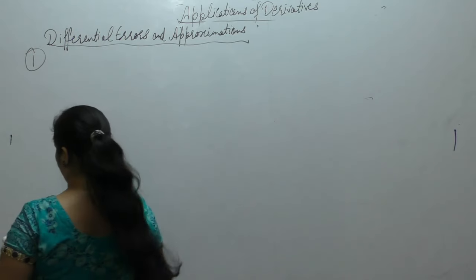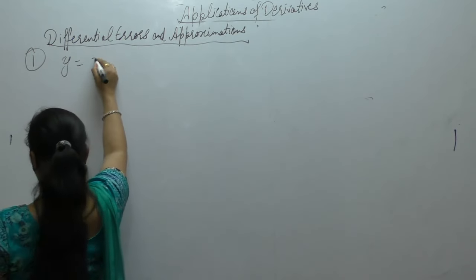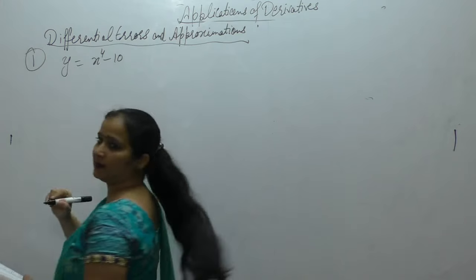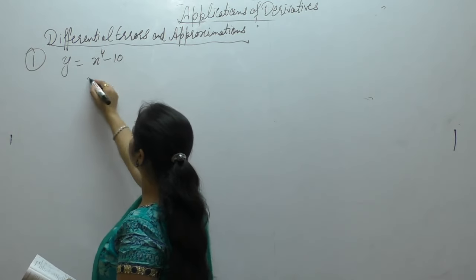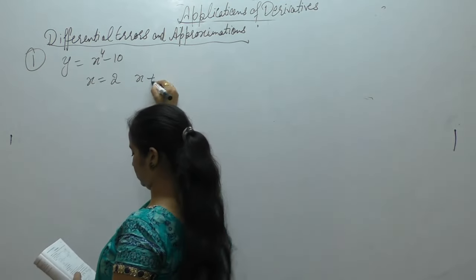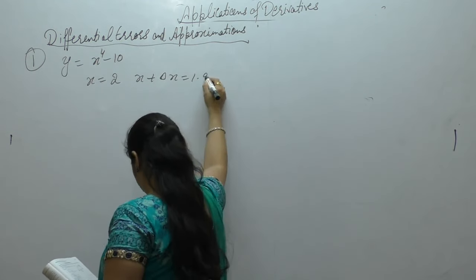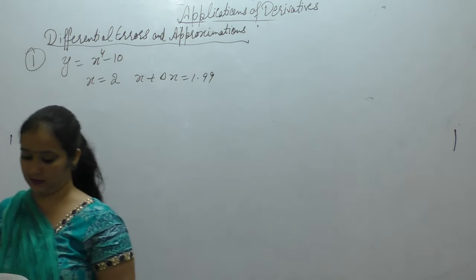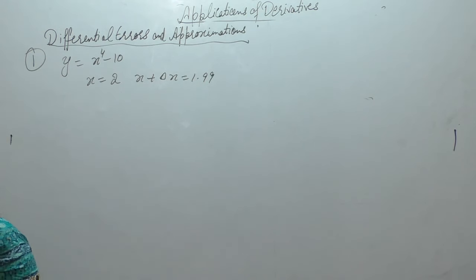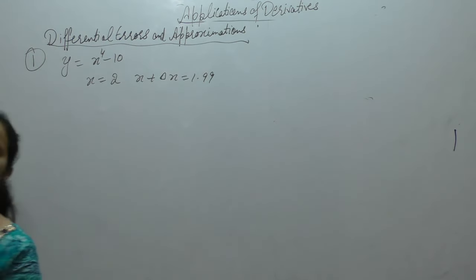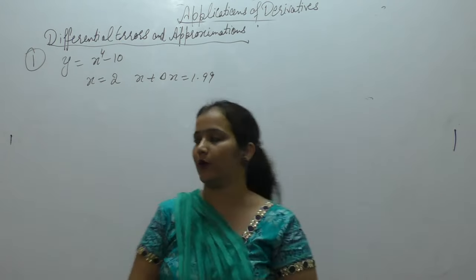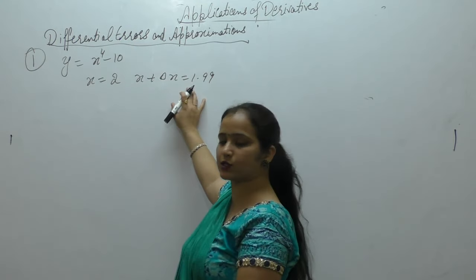Write down the first statement. If y is equal to x^4 minus 10, if x changes from 2 to 1.9999, what is the approximate change in y? Also find the change value of y. x changes from this to this.